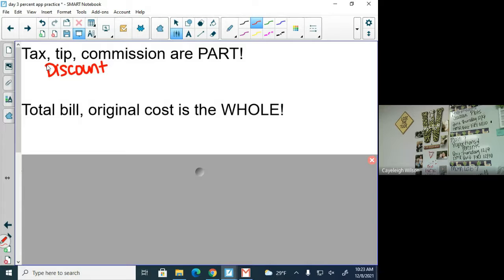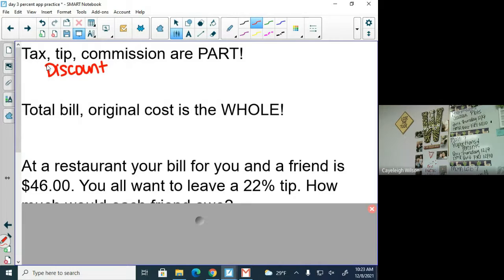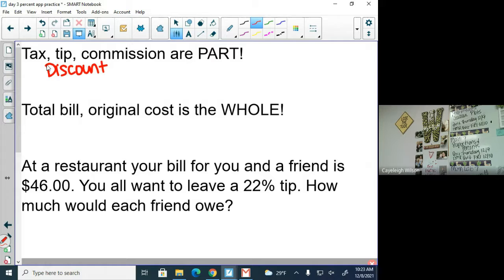But the total bill, the original cost, that is the part where you're finding the whole. You have questions? All right, so we're going to do this first one together. We're going to do a few together and want you to try some on your own.